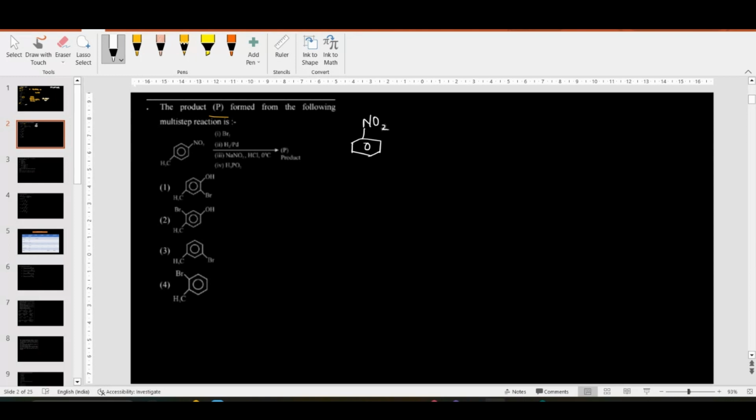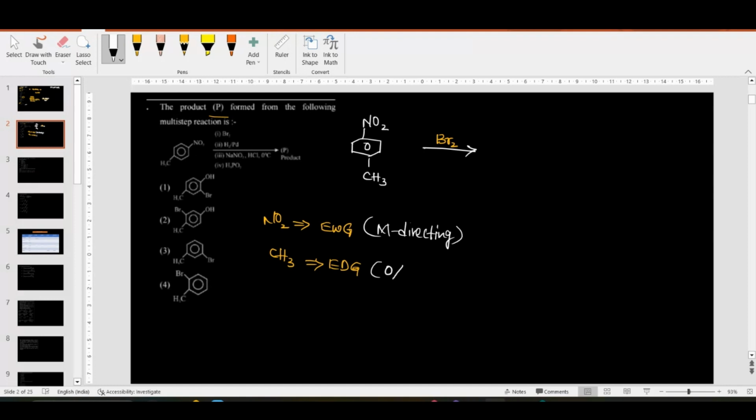NO2 over here and CH3. Now just see, they have given this Br2, where it will substitute, like you can check here. This NO2 is a strong electron withdrawing group, and the CH3 is an electron donating group, right? As we know, electron withdrawing groups are meta directing groups. I hope you know these simple concepts, right? And electron donating groups are ortho para directing groups.